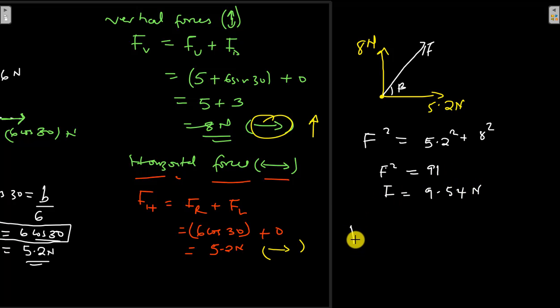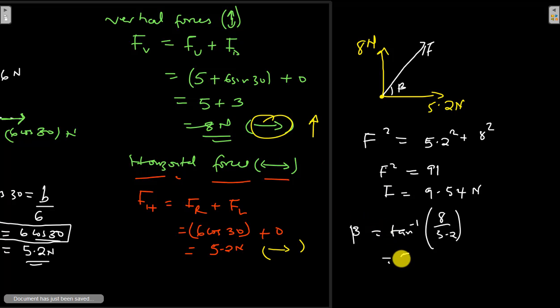Also, we can find the angle beta. That's going to be arctan of 8 divided by 5.2. Can plug this into the calculator. 8 divided by 5.2, then arctan, sorry, I'm using an offline calculator here. So this is 56.9 degrees. I think I just say 57 degrees.